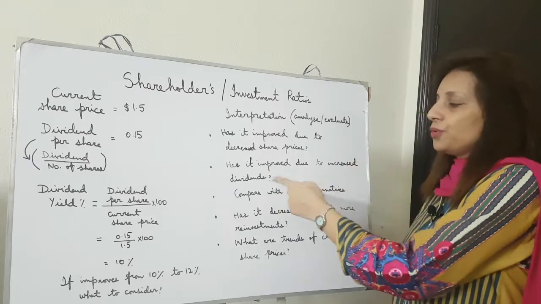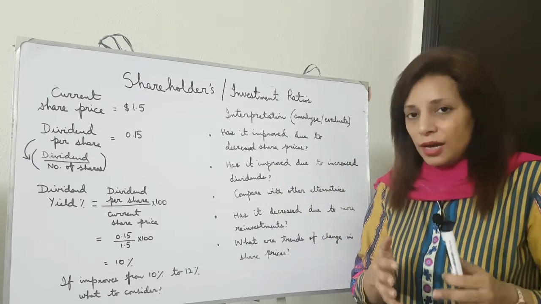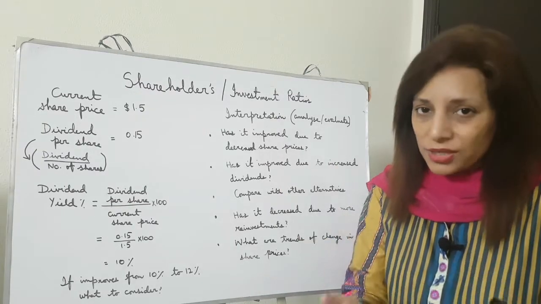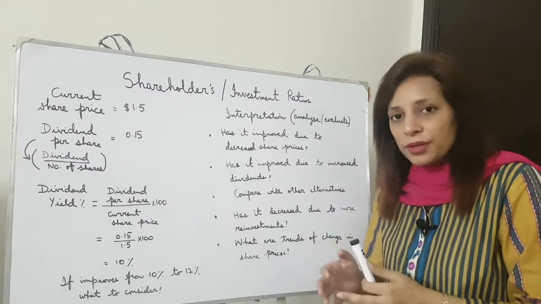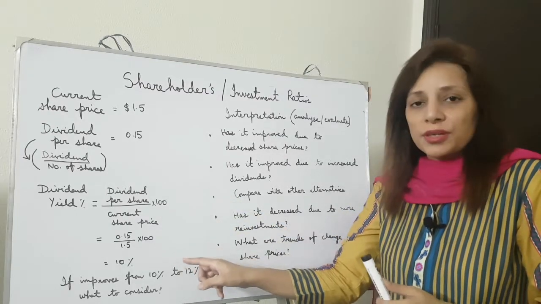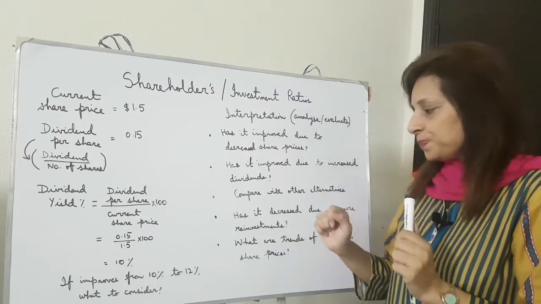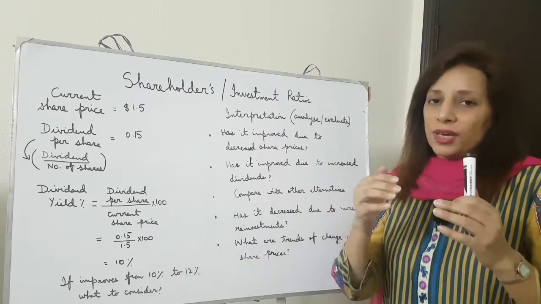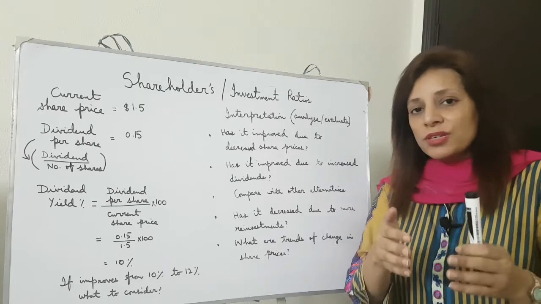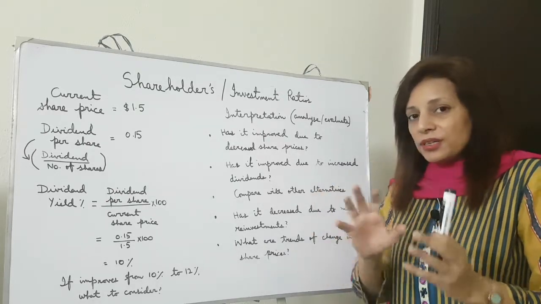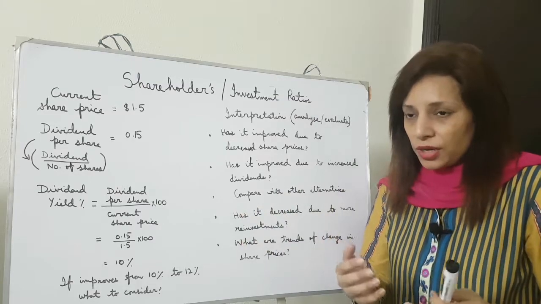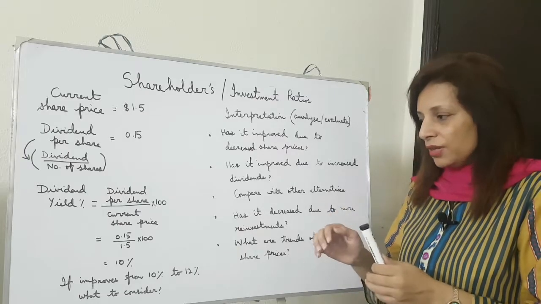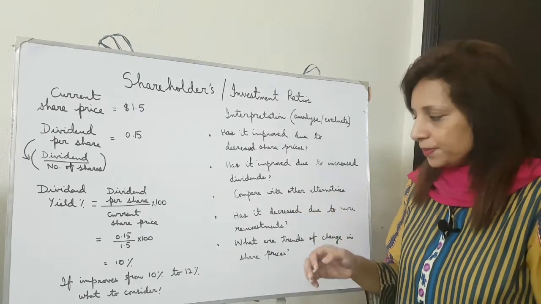Then, has it improved due to increased dividends? Sometimes it happens that the management of the company decides to pay more dividends to the shareholders to make them happy. So maybe that's why it shows better results. You have to comment on this also. Then most importantly, whenever you see the dividend yield of any one business, maybe you have already invested money in that business, you need to compare that with other businesses, what they are offering, or maybe with the interest rate which is being given by the banks on savings. Maybe that is a better option for you.